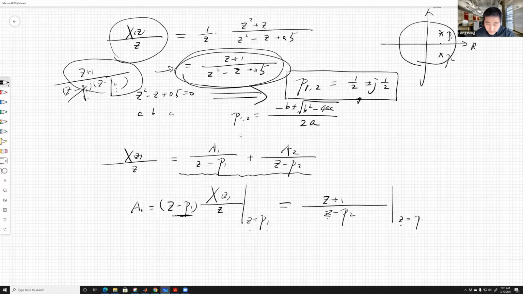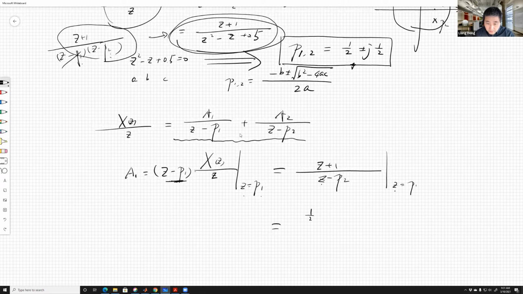Z is p1. p1 is half plus j times half, so z plus 1 is half plus j times half plus 1. Then subtract p2, which is also a number: half minus j times half. And that will give me the answer. I calculated this, and it becomes 1 over 2 minus j 3 over 2. After some calculations, we find this number. So this is A1, the parameter on the first term.